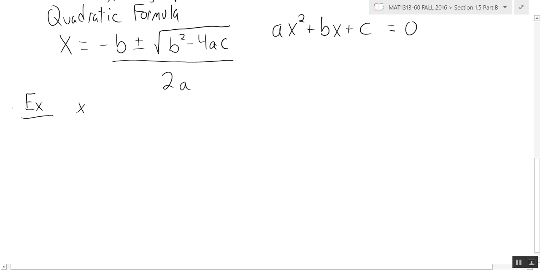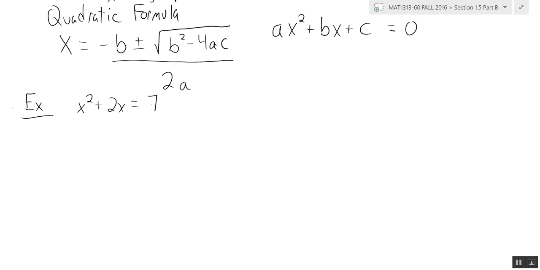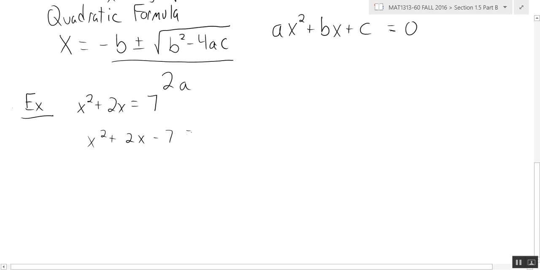Let's say that we had x squared plus 2x equals 7. The first thing we need to do is put this in standard form. I may have called it general form, but we just want to put it in equal 0 form. So I need to move the positive 7 on the right over to the left, and that'll change the sign. So I have x squared plus 2x minus 7 equals 0.